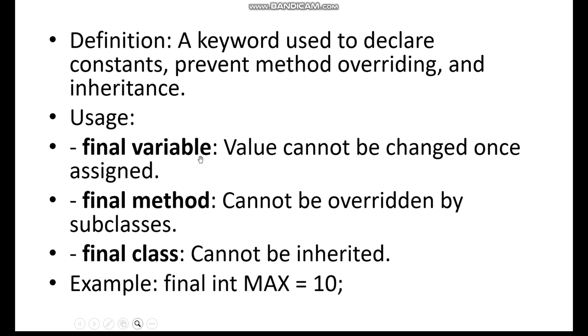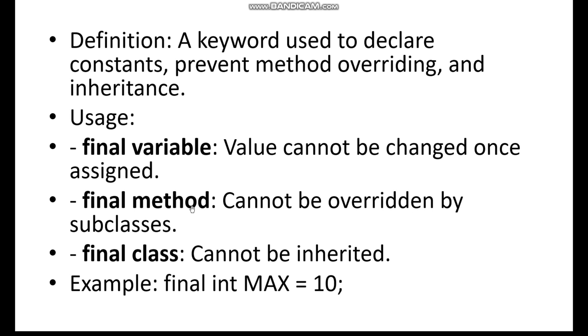If you make a variable final, its value cannot be changed. Once you have defined the value, like final int a = 10, that a cannot be changed anywhere further, because you have made it final. You have made the value of that particular a as 10 a constant, so you cannot change it. So that is the final variable.